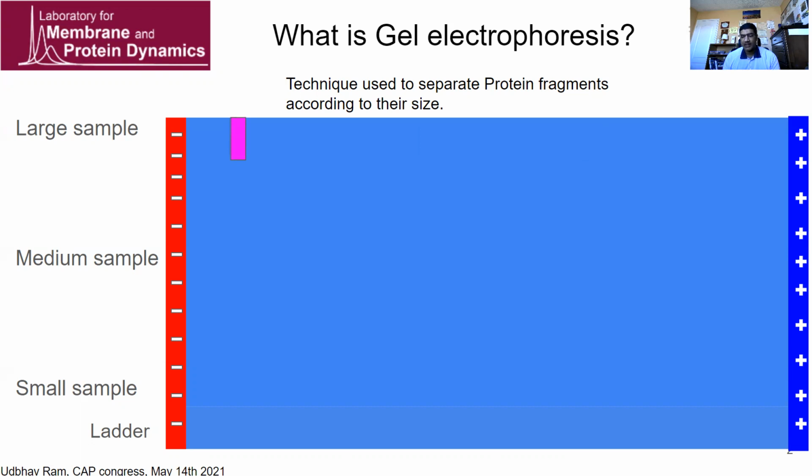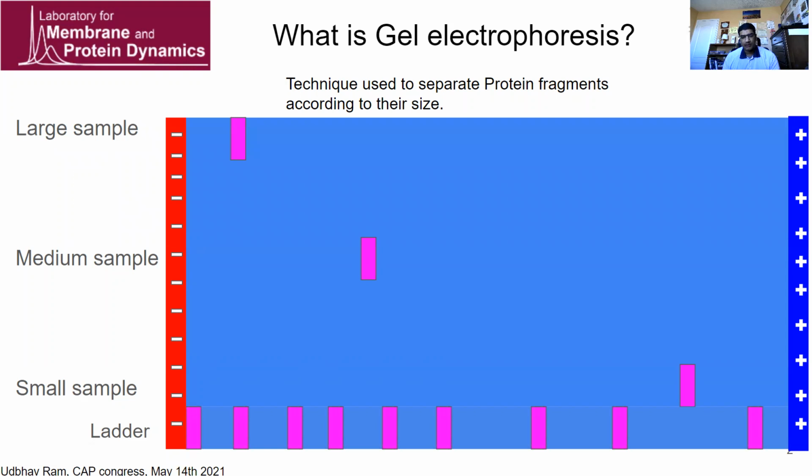However, we notice that it cannot move all the way to the positive end and stays relatively close to the negative end. This is because the gel itself provides resistance based on the size of these samples. And we can see that when we add a medium sample or a small sample.